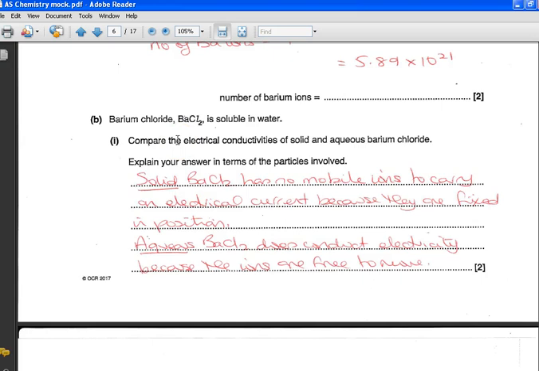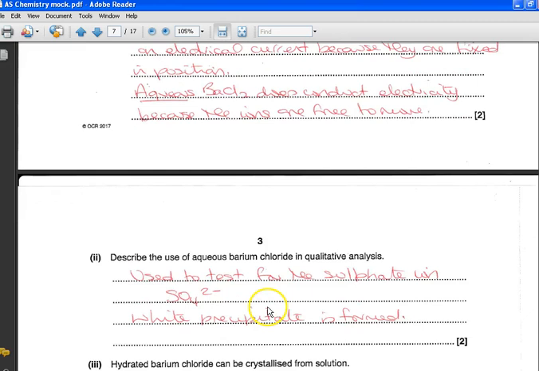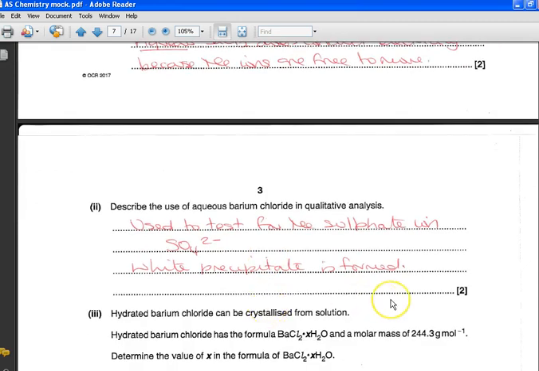And a lot of you talked about moving electrons, and I stressed in the class, and I'm stressing yet again, that in an ionic substance, electrons do not carry electricity. It is the mobile ions, and it's pretty straightforward that in your solid barium chloride you have no mobile ions. In aqueous barium chloride you have mobile ions that can carry electricity. Okay.